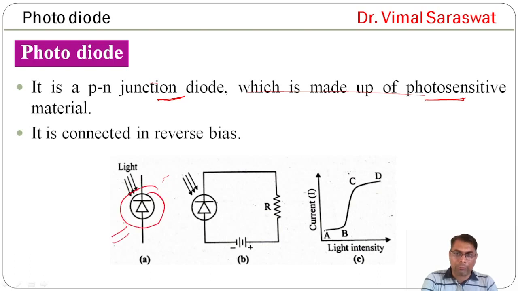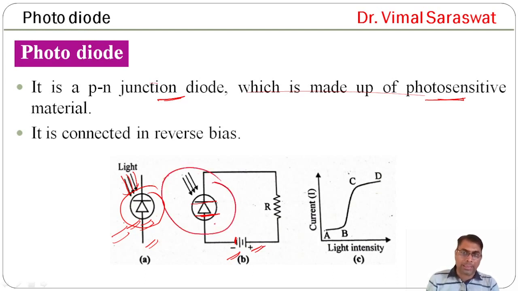So this is the symbol of a photodiode. It is clear from this symbol that light falls on this diode. So this diode is actually made up of photosensitive material. Now the P terminal of the photodiode is connected to the negative terminal of the battery and the N terminal to the positive terminal of the battery. It means here the photodiode is connected in reverse bias. So a photodiode is always connected in reverse bias.